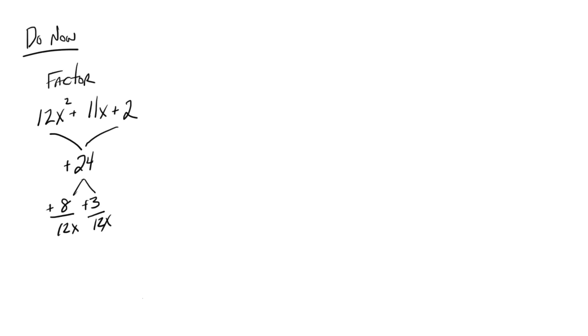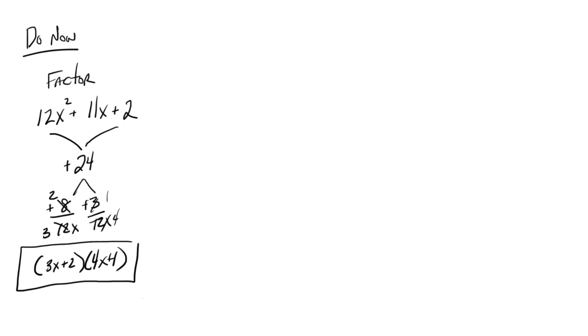And then what we do is we reduce. So the 8, 4 goes into 8 2 times, 4 goes in here 3 times. So that is really 3x plus 2. And then we do the other side. 3 goes in here once, 4. So this side is 4x plus 1. And that is how we factor.